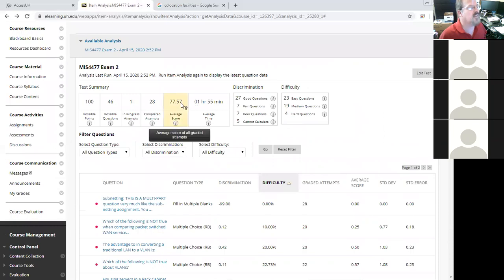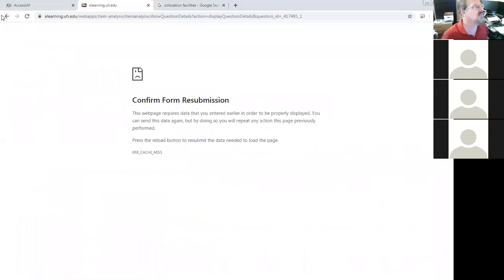Average score right there is 77.57, so not great. But again, I'm going back and looking. I suspect a lot of people messed up the subnetting. So I'm going to go back and look at the subnetting, because if you got all of the multiple choice right or missed only a couple, if you messed up the subnetting real bad, you'll end up with a score like a 77.